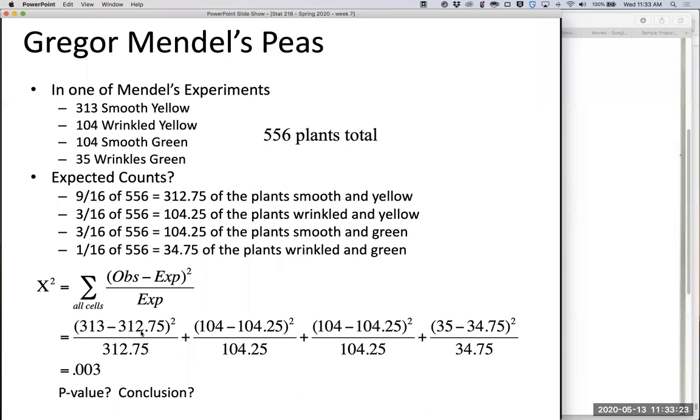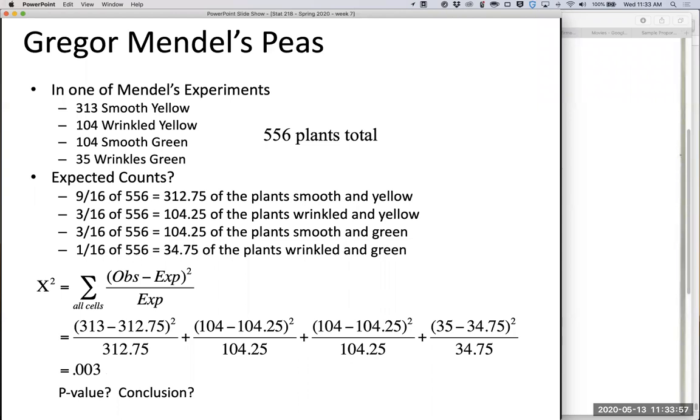313, the actual count, compared to the expected of 312.75, squared over 312.75. 104 minus 104.25, squared over 104.25. Same thing next door for smooth green: the actual count of smooth green and the number I'd expect, squared, over the expected number of smooth green. And finally, the 35 wrinkly green, I expected 34.75 of them, so I square that difference and then divide through by 34.75. My chi-square value is really small.